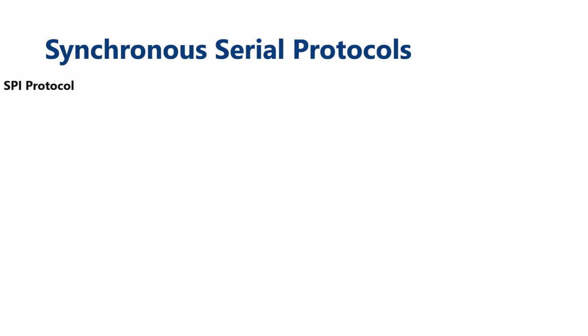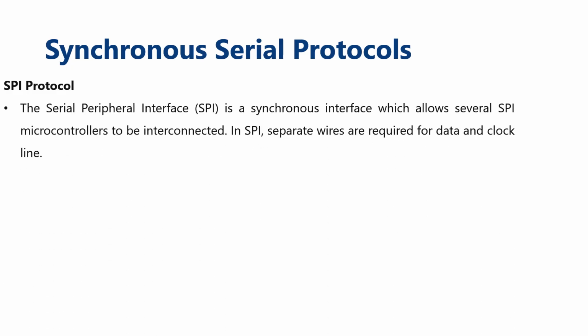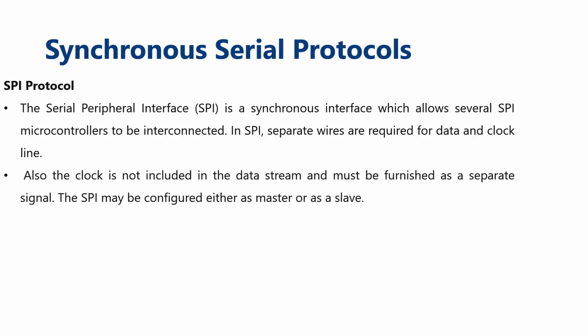Synchronous serial protocol. The serial peripheral interface, that is SPI, is a synchronous interface which allows several SPI microcontrollers to be interconnected. In SPI, separate wires are required for the data and clock lines. Also, the clock is not included in the data stream and must be furnished as a separate signal. The SPI must be configured either as a master or as a slave.